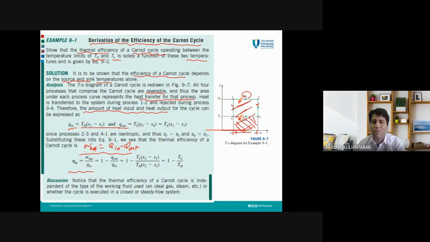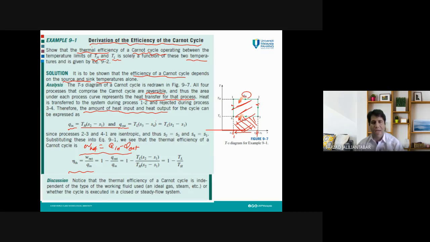Q out is equal to the area S3 minus S4, this line, times this. It is again a rectangle, so to calculate the area, simply this line times this line. So this S3 minus S4 times TL will give this area. So we can calculate Q in and Q out by graph. You can see why the graphs are important.